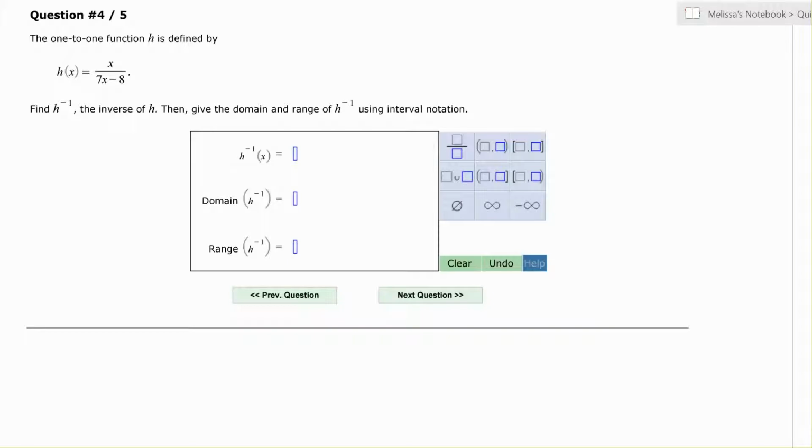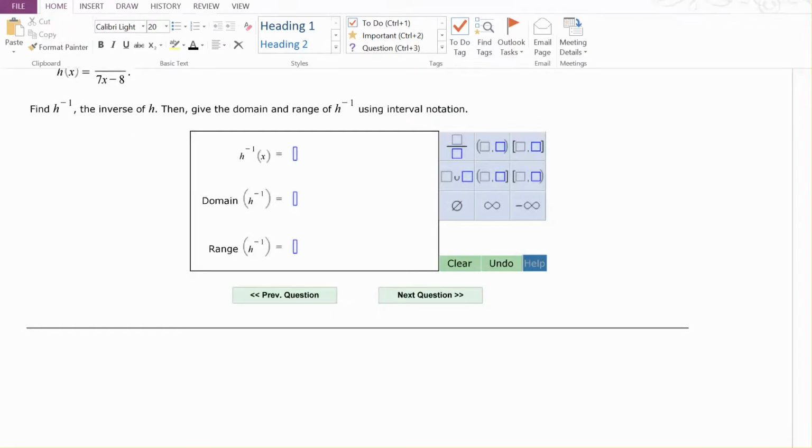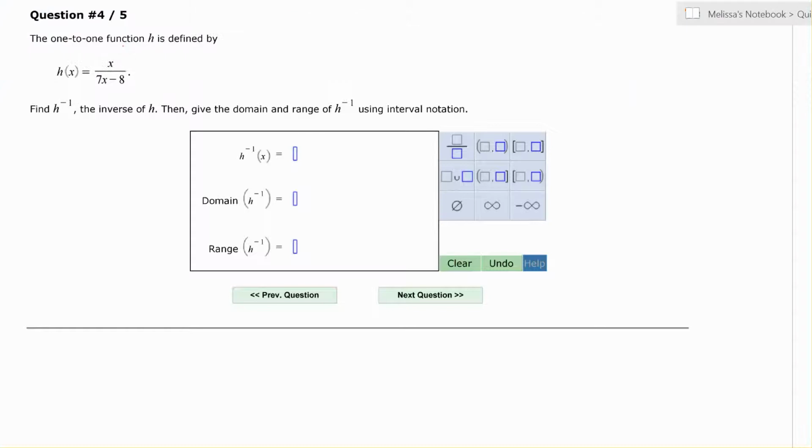A one-to-one function is defined by h of x equals x over 7x minus 8. We want to find h inverse, and we want to find the domain and range of h inverse. To find the domain and range, we need to understand that when we find the domain and the range of our original function h of x, then for the inverse, h inverse of x, the range becomes the domain and the domain becomes the range of the inverse function.